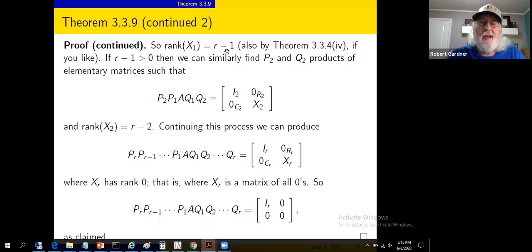We've subtracted away 1 until I know what's left has rank 0 as well. It's an alternative argument for it. It must be all zeros. So the X sub R is all zeros. And there you go. The original matrix can be multiplied by appropriate elementary matrices on the left and the right to produce this equivalent canonical form.